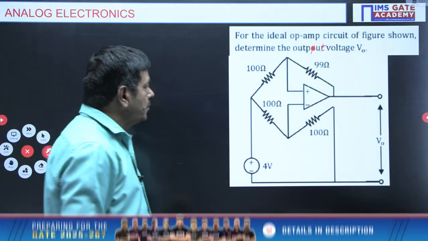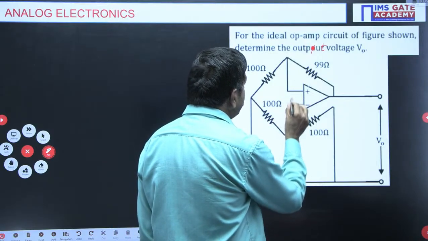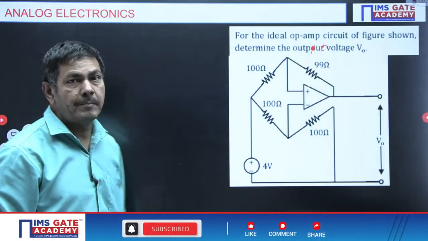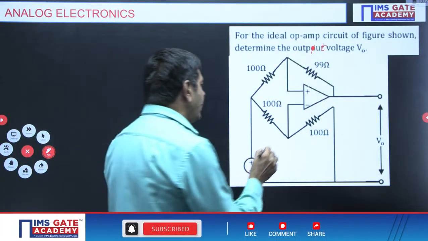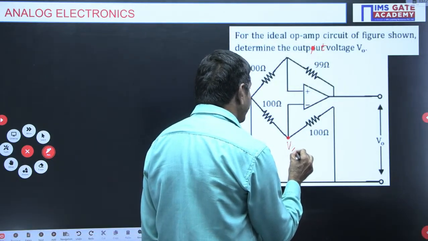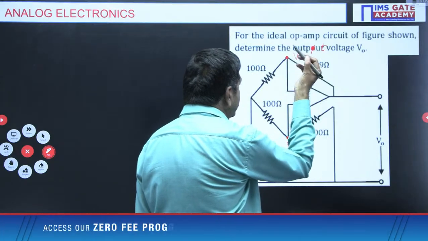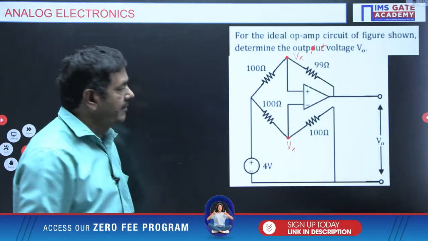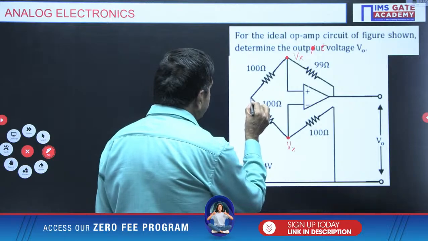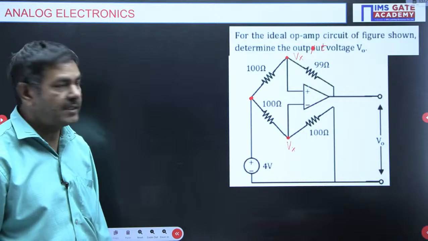But in this circuit, V plus and V minus are the same, because it is an ideal op amp. I wish to select this voltage as Vx, V minus. Even this node voltage is also the same Vx. It won't be changed. What about this node voltage? Can anybody give the answer? What is this node voltage?